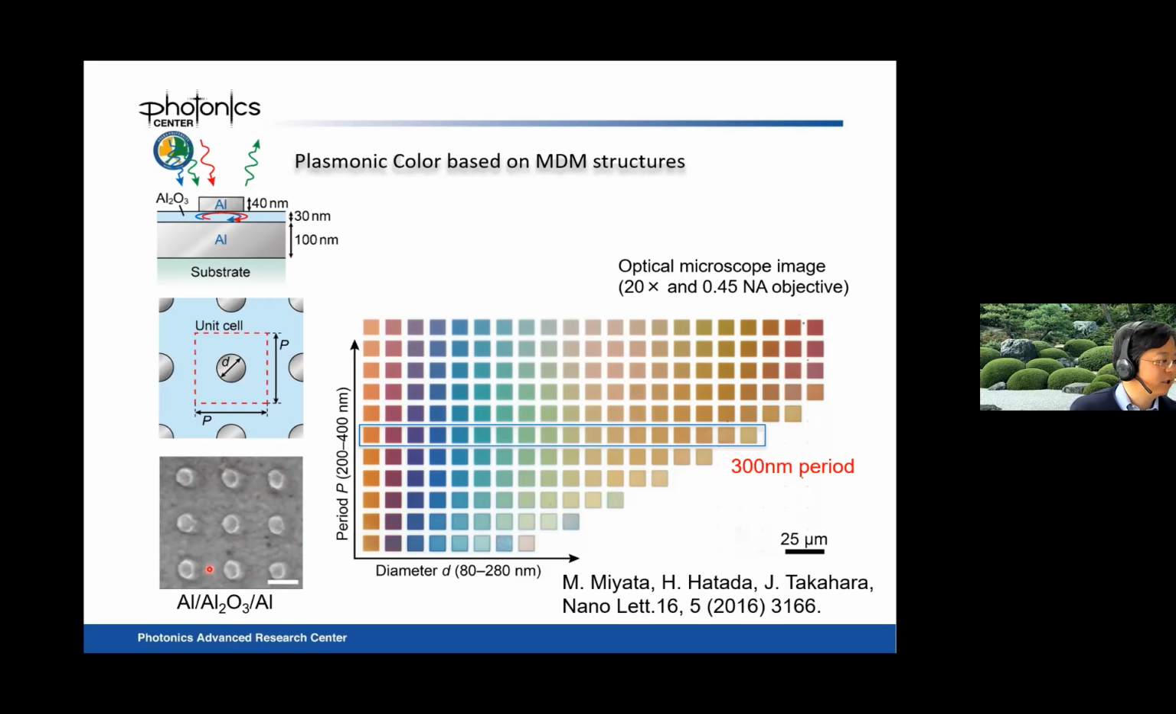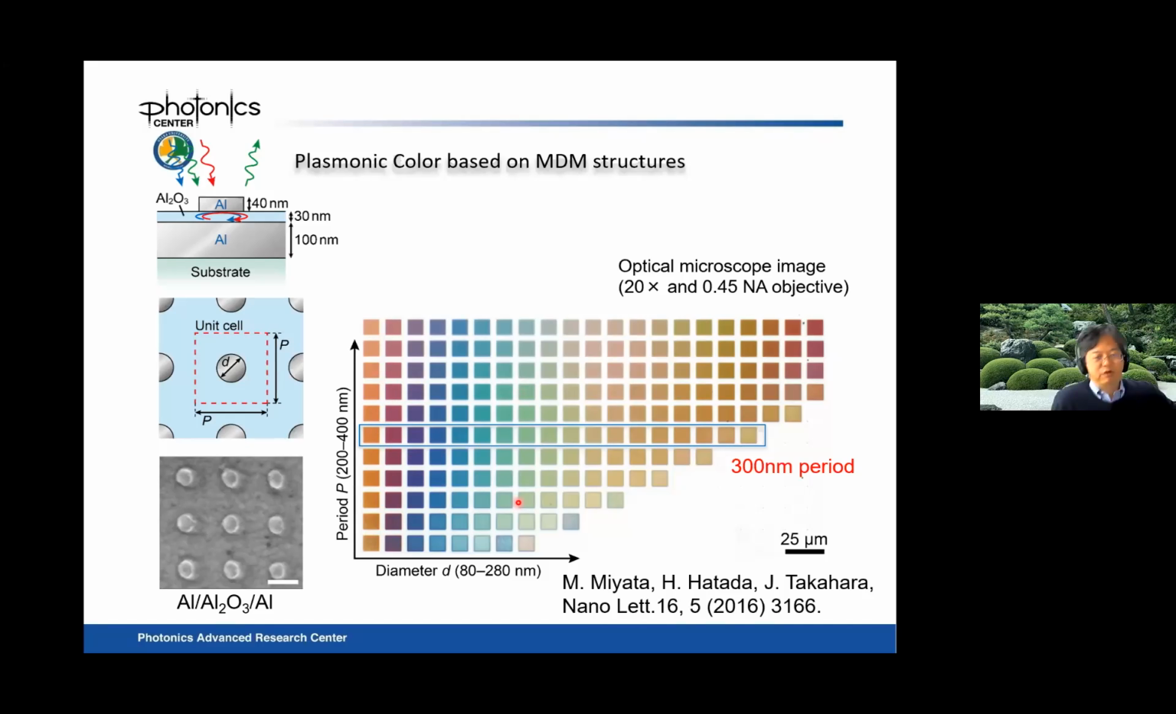And here you can see the same microscope. You can see a disk, nanodiscs shown here. But the diameter of the disk changes gradually from 180 nanometers to 280 nanometers. And this vertical line shows a period change from 200 nanometers to 400 nanometers. As you can see, if you change the period, the color is almost constant.